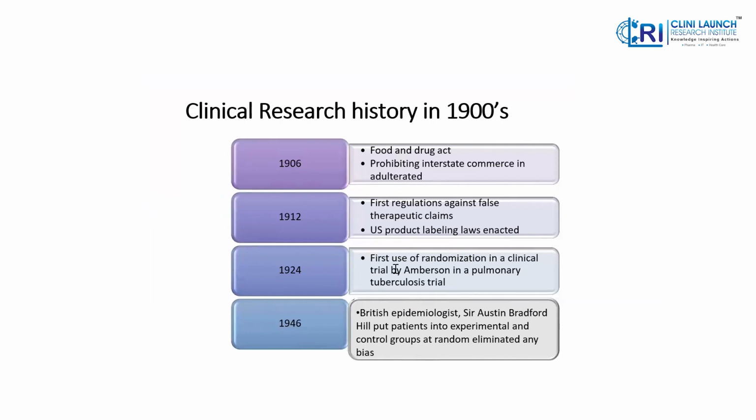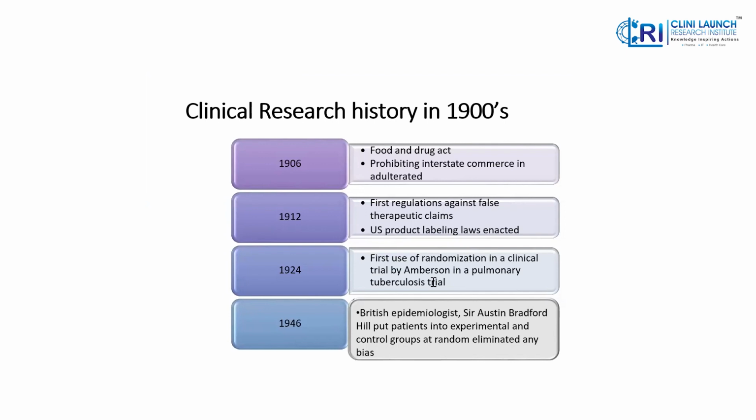Then in 1924, the first use of randomization in a clinical trial was by Emerson in a pulmonary tuberculosis trial. Randomization is the process of allocating a drug to the different groups that we have in a study. Whenever we have two groups, we want to divide the subjects between them, so we have a process known as randomization. Nowadays we have different software with which we perform the randomization.